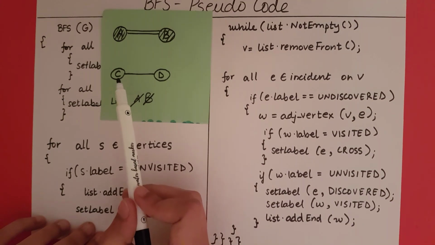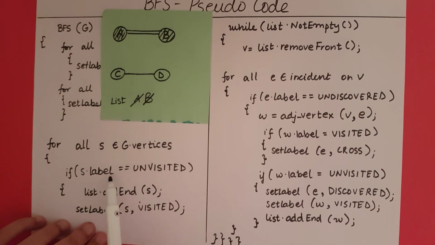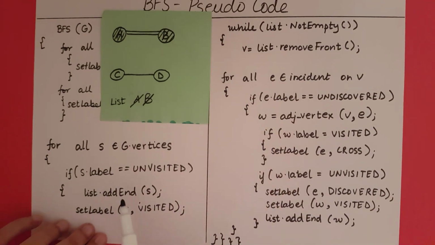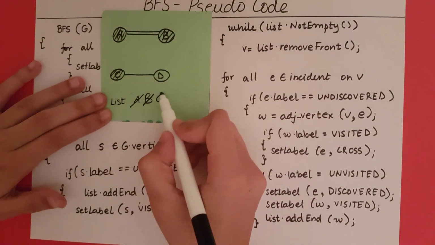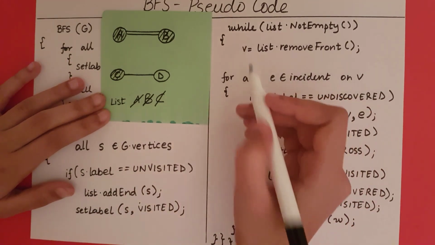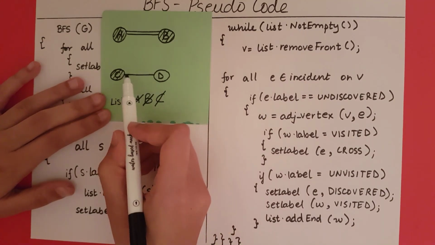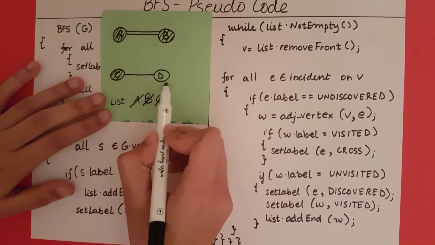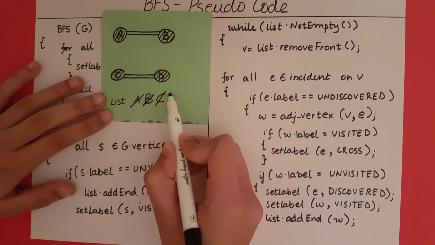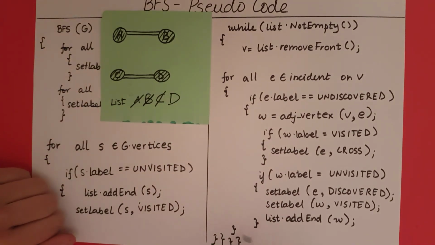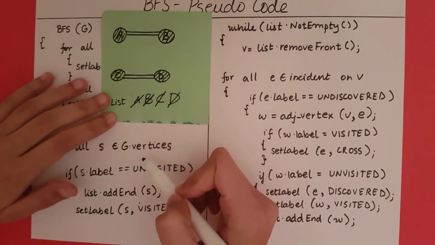Now I'll go to my next vertex. I have C. C is unvisited. So I will perform these steps. I will first add C to the end of the list and I will visit C. Now, while the list is not empty, I'm going to remove C from the list and set it to V. Now for all edges incident on V, I'm going to search for undiscovered edges. So I find an undiscovered edge leading to an unvisited node. So I'm going to set it to a discovery edge, visit that node and add that node to the end of the list. Now, while list is not empty, I will remove D from the beginning of the list.